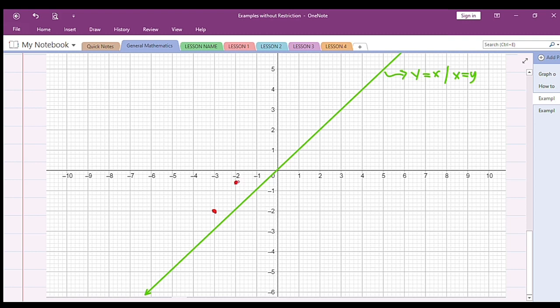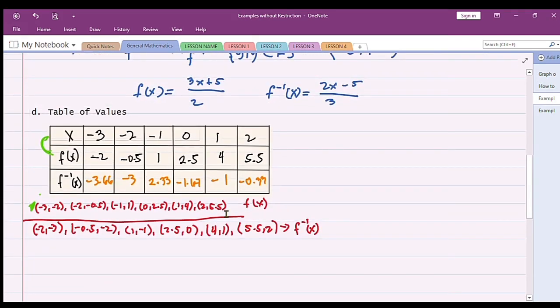And also we have negative 1 and positive 1, so right here. And also we have 0 and 2.5. And also we have positive 1 and positive 4. Okay, I'll use these ordered pairs to plot.